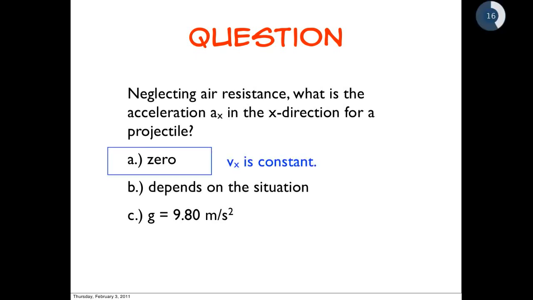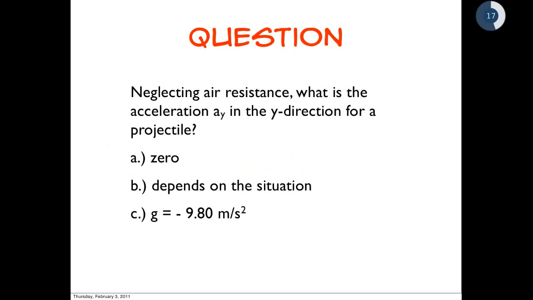The answer is 0. This is because if we neglect air resistance, the velocity in the x direction is always constant. So the initial velocity is equal to the final velocity. Hence the change in velocity is equal to 0. Hence the acceleration is equal to 0.